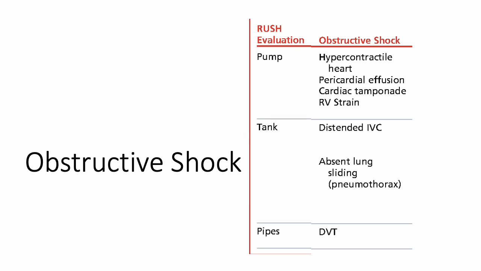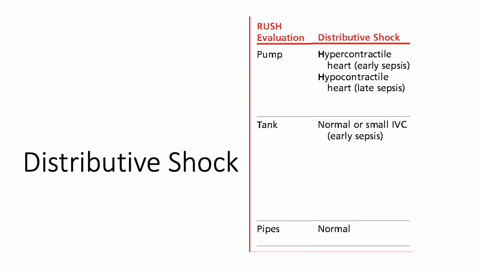Obstructive shock, we're going to see again a hypercontractile heart. Maybe a pericardial tamponade type picture with an effusion, or RV strain. These are all types of obstructive shock. You may see a distended IVC because of the high intracardiac pressures. And if you see absent lung sliding, you may have a tension pneumothorax. And then if you get down to the pipe eval, you may see a DVT.